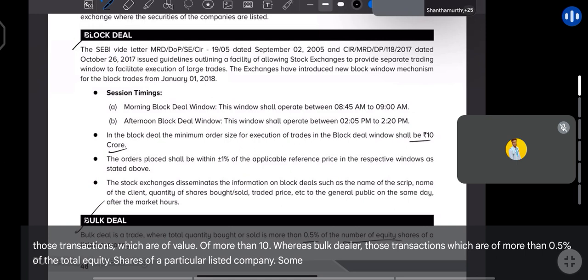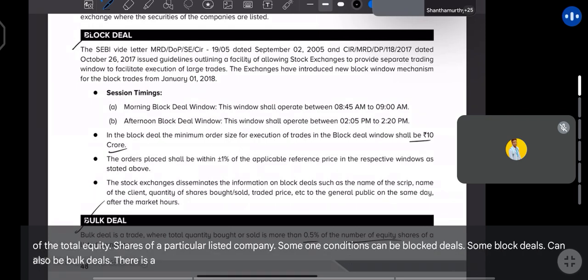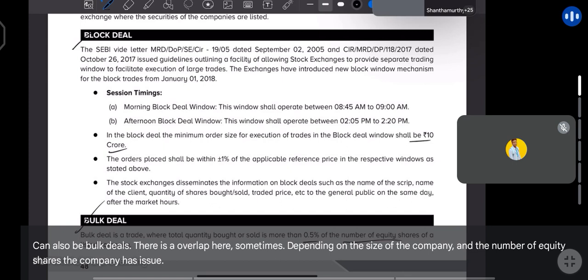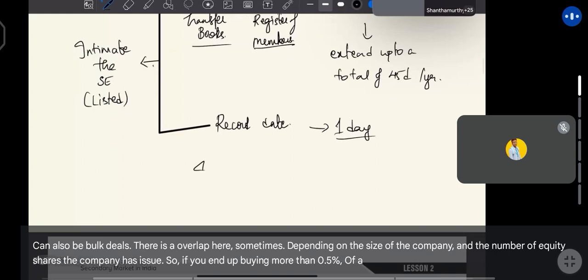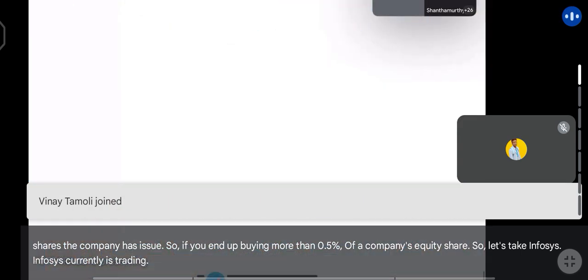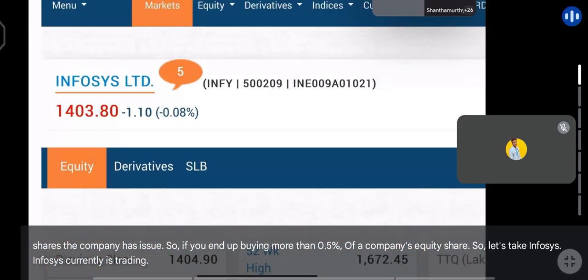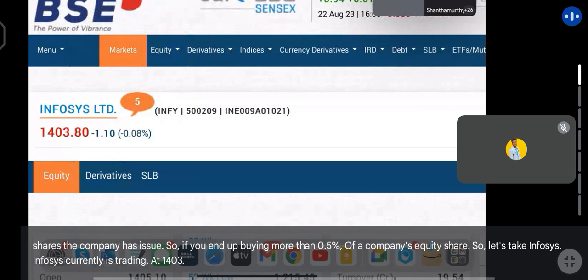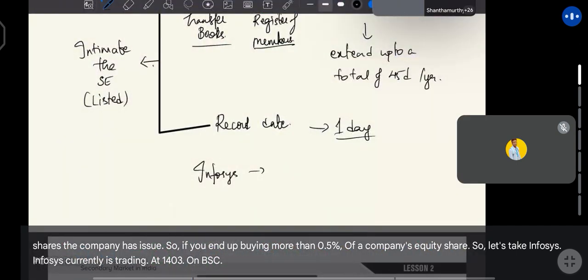Some bulk deals can be block deals. Some block deals can also be bulk deals. There is an overlap here sometimes, depending on the size of the company and the number of equity shares the company has issued. So if you end up buying more than 0.5% of a company's equity shares, so let's take Infosys. Infosys currently is trading at 1403 on BSE. So let's take a round figure of 1400.